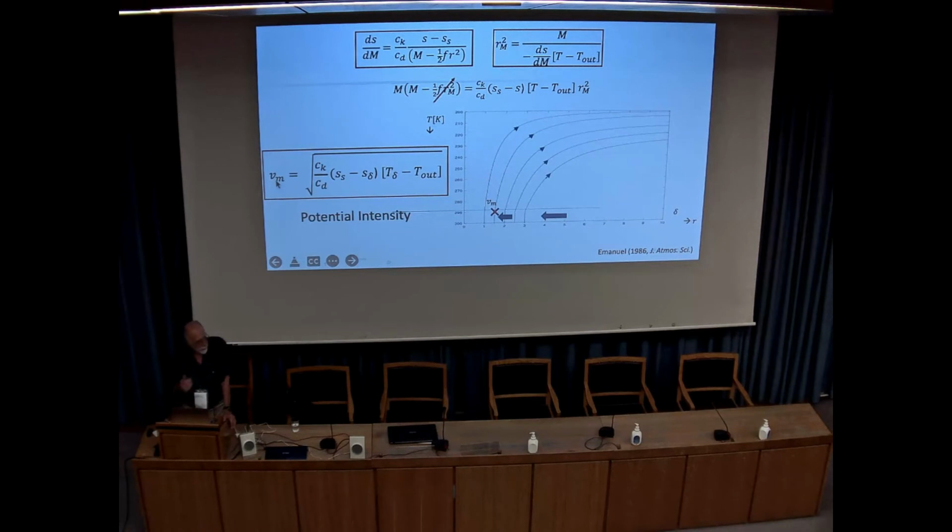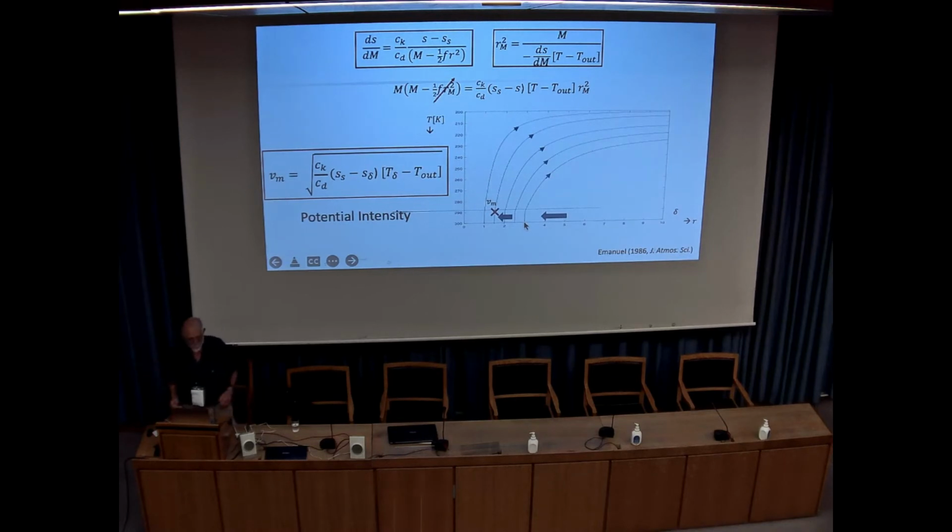So this gives you the maximum wind speed, the maximum tangential wind in a hurricane, as a function of CK over CD, which is the ratio of heat transfer to drag. This is the equilibrium. S delta would be the entropy in the boundary layer minus the saturation entropy at the sea surface.